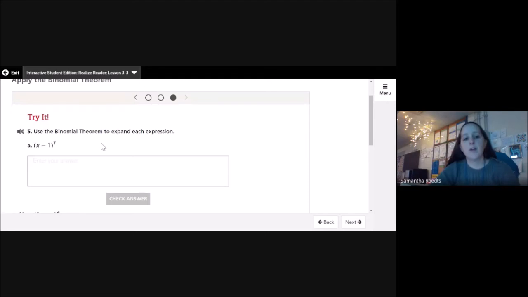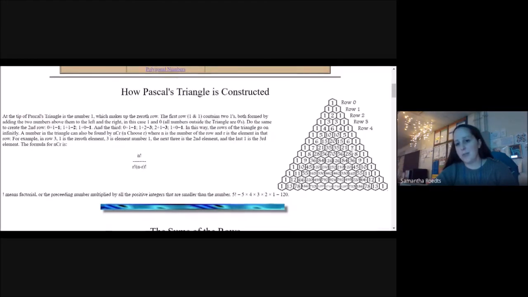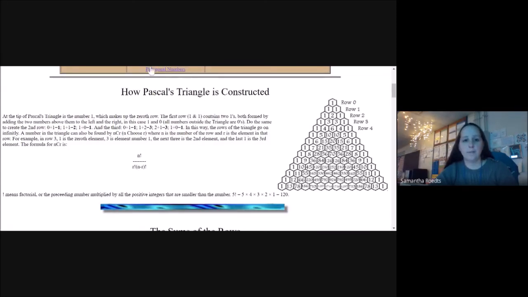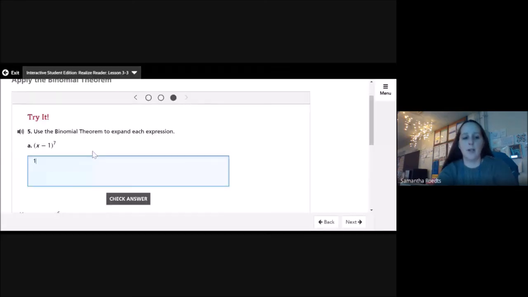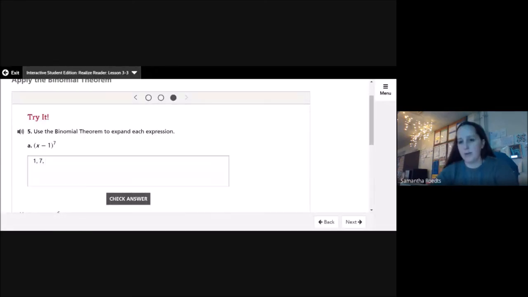All right, so I want to use the binomial theorem to expand the expression x minus 1 to the 7th power. Let me go ahead and pull up Pascal's triangle real fast. Okay. So here's my Pascal's triangle. I'm going to look at row 7, which is 1, 7, 21, 35, 35, 21, 7, 1. That's Pascal's triangle for this.